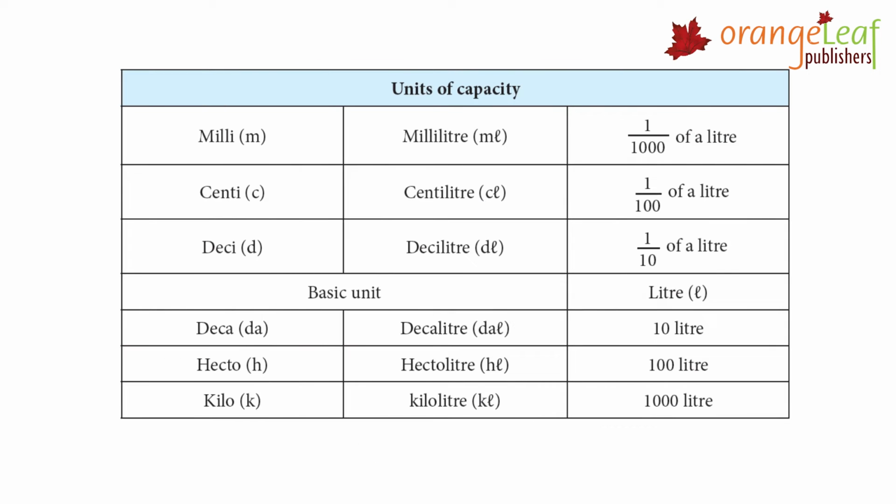Here is the relation between the units of capacity. We have the milliliter, which is 1/1000th of a liter, the centiliter, which is 1/100th of a liter, the deciliter, which is 1/10th of a liter. The basic unit of capacity is liter. A decaliter is 10 liters. Hectoliter is 100 liters. And a kiloliter is 1000 liters.